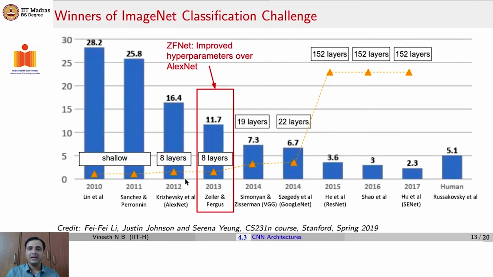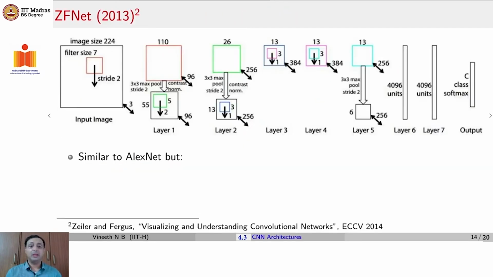In the following year, 2013, the winner of the ImageNet ILSVRC was a network known as the ZFNet. It came from the names of Zeiler and Fergus, who came up with this design of a CNN. The main contribution of the ZFNet in 2013 over AlexNet was that the architecture was fairly the same, the overall conv, pool, fully connected. But there were a few changes in the hyperparameters.